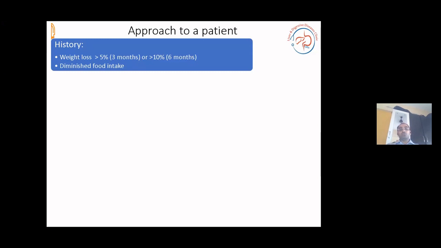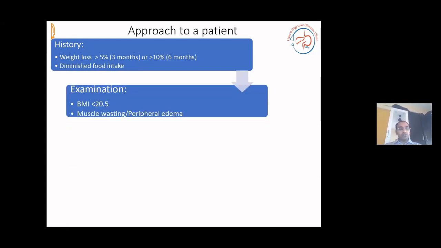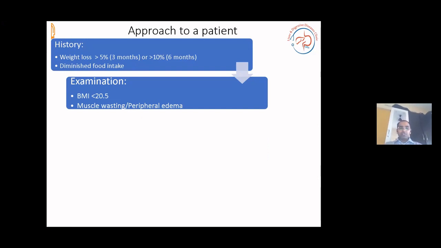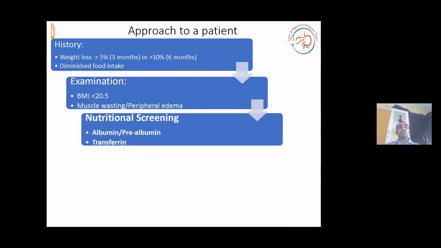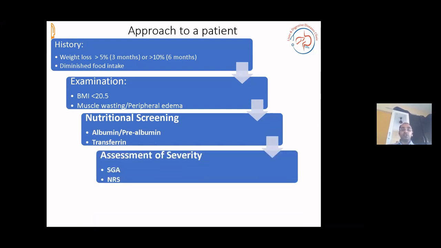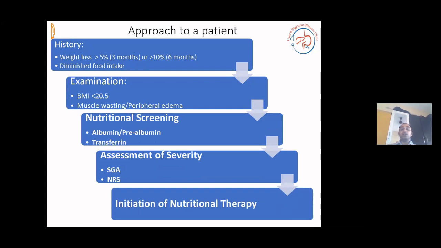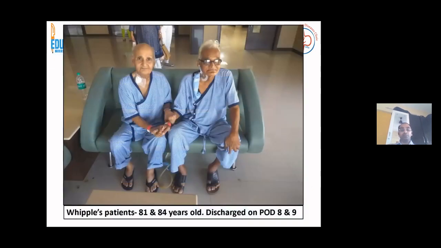So how do you approach all this theory? How do you actually approach a patient? When you see a patient in OPD, they have significant weight loss, they have diminished food intake, you examine the patient, you calculate their BMI, you calculate their anthropometry, and if they have muscle wasting, peripheral edema, low BMI, then you screen with albumin or pre-albumin and transferrin. Once the screening is complete and you see that this patient has a severe risk using SGA or NRS, that is the time when you institute nutritional therapy using personalized macronutrient and micronutrient based therapy.